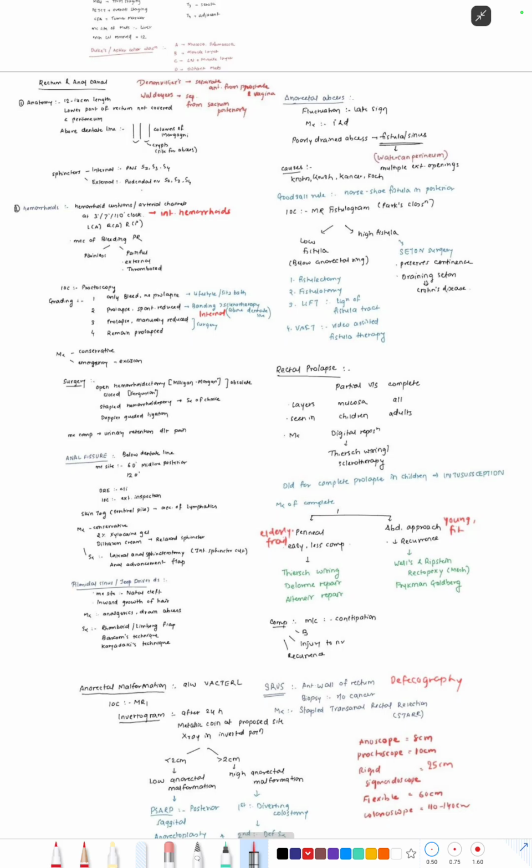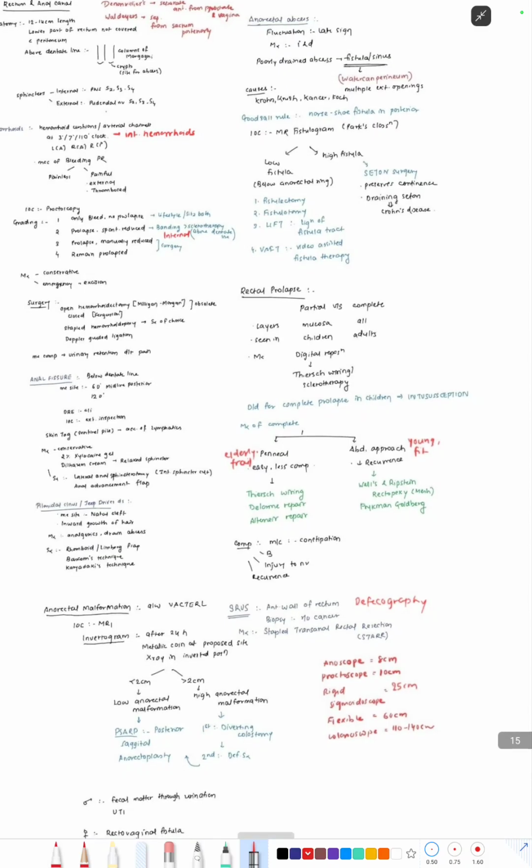Then rectal prolapse. It can be either partial or complete. Partial prolapse is seen in children, and complete prolapse is seen in adults. In partial prolapse, only the mucosa is prolapsed. Management: if a mother comes with a child having rectal prolapse, then if it's a case of first prolapse, digital reposition, that is conservative management, is done. If it's recurrent, then Thiersch wiring or sclerotherapy is done.